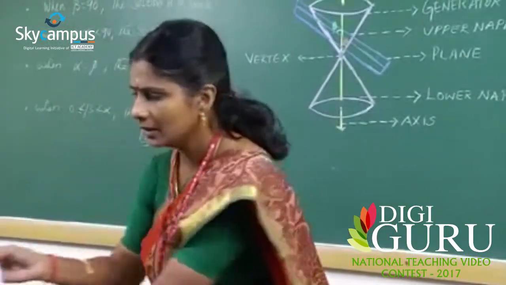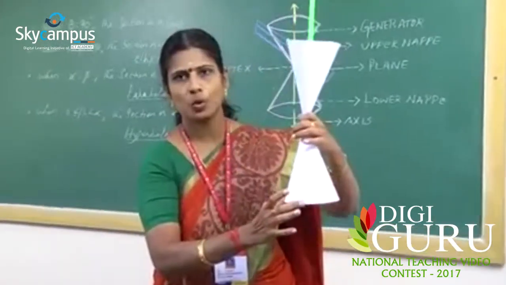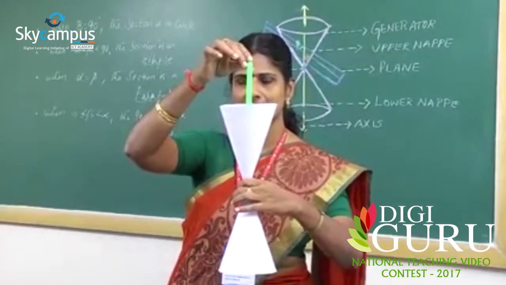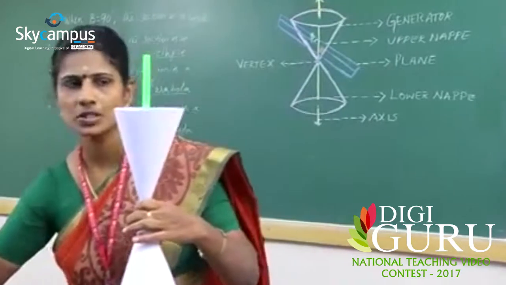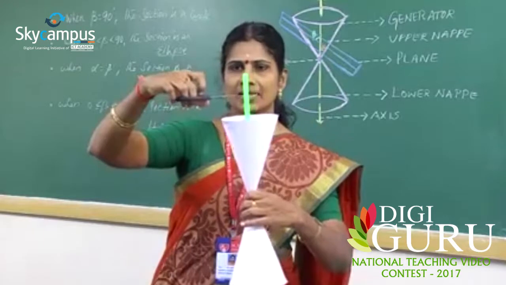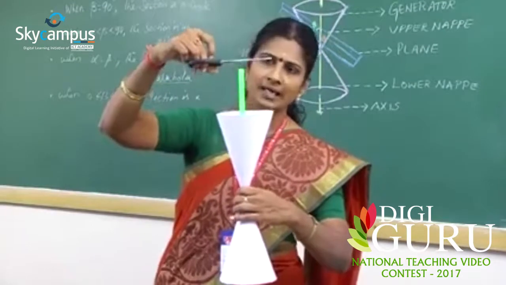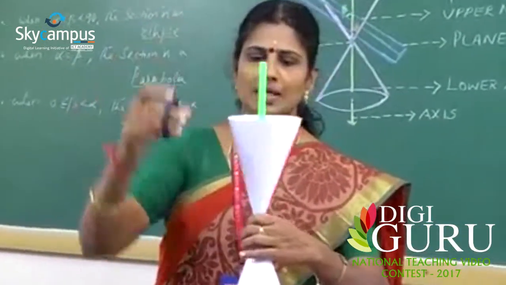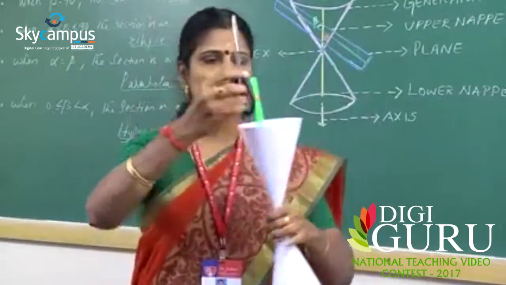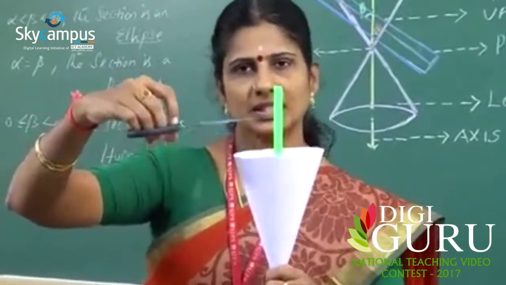After rotating with respect to the axis, we get a double nappe cone, that is the upper nappe and the lower nappe. The fixed line is called the axis. For the plane, I am going to use a scissor line. The angle between the plane and the axis is beta, and the angle between the axis and the generator is alpha. There are many possibilities to change the angle beta, and based on it we will get different sections.